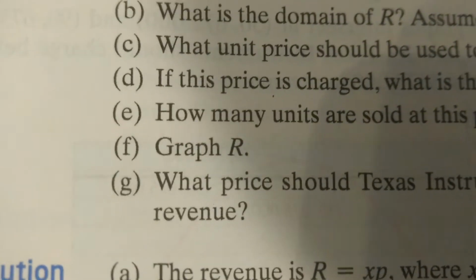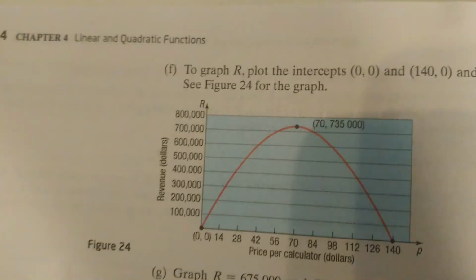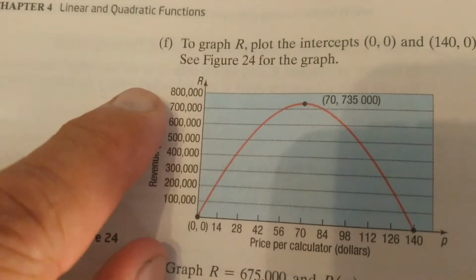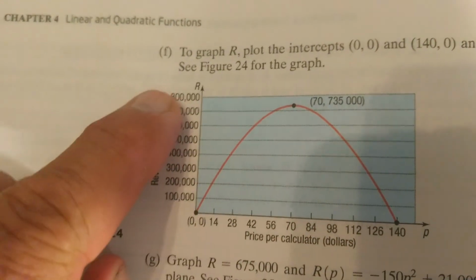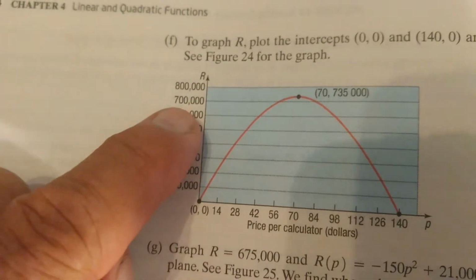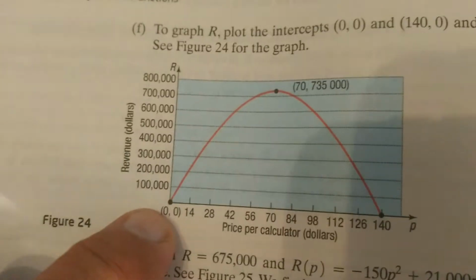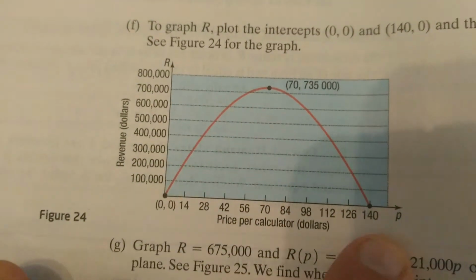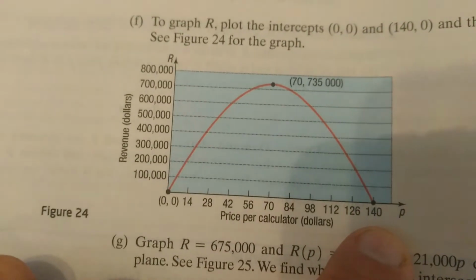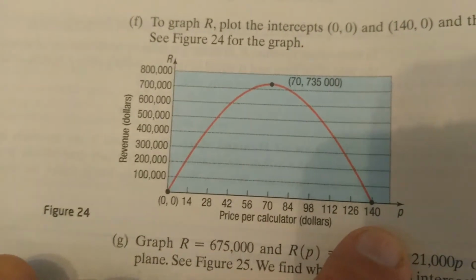It wants us to graph R. So we come over to this page. Here's the graph of R. Notice they made the y-axis from 0 to 800,000, because remember, we know the maximum is at 735,000. Notice they made the x-axis from 0 to 140, because we know the maximum price we can charge is $140.